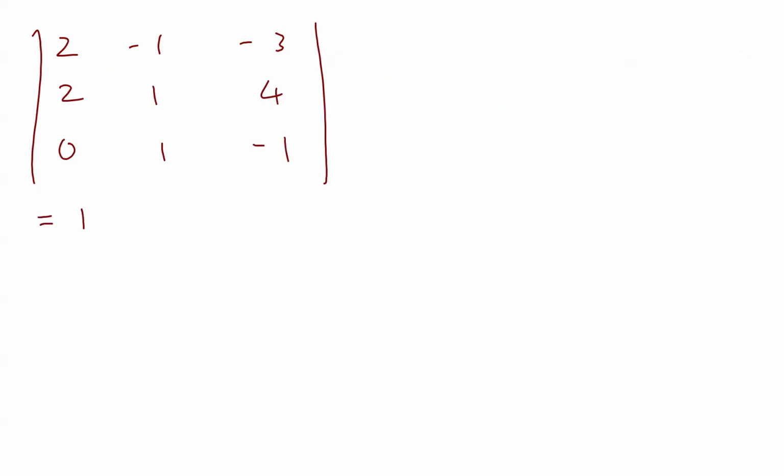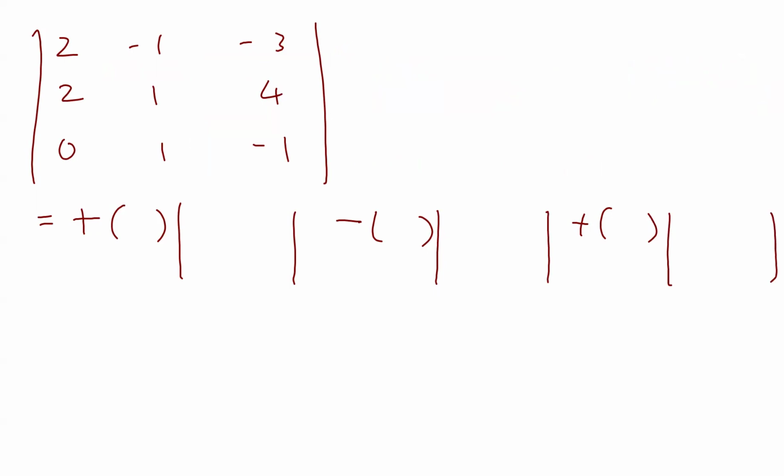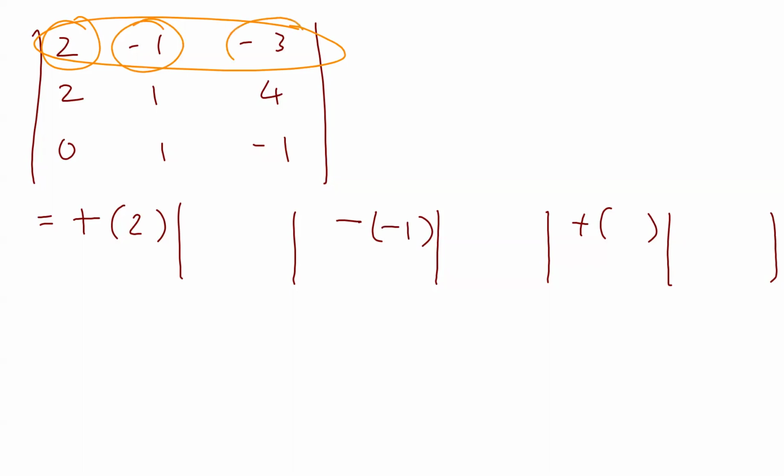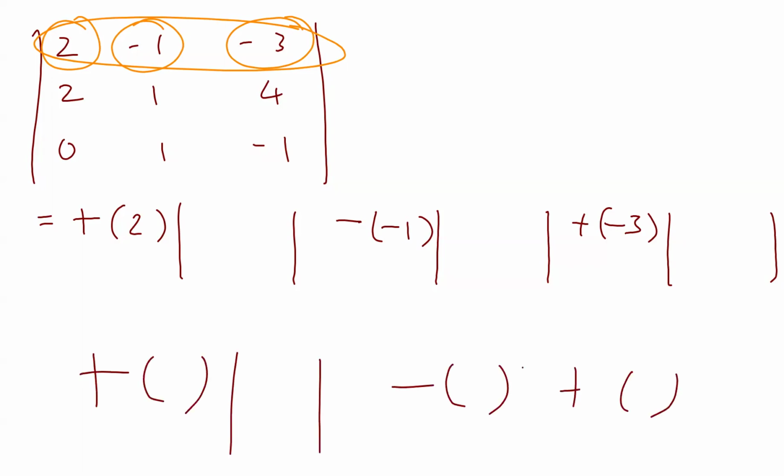Now a 3 by 3 determinant. So how to solve this? Plus, minus, plus, with 3 round brackets and 3 2 by 2 determinants. We have to consider the first row. So 2 will come over here. Then minus 1 will be written over here. Then minus 3 will be written over here. So that's how we fill up the round brackets. It is always plus, minus, plus, 3 round brackets and 3 2 by 2 determinants.